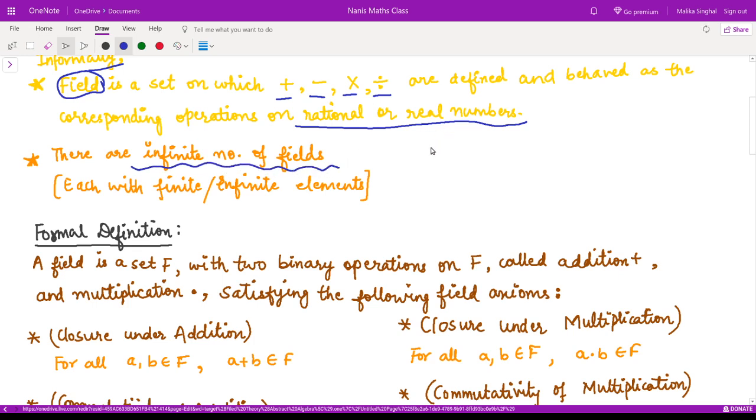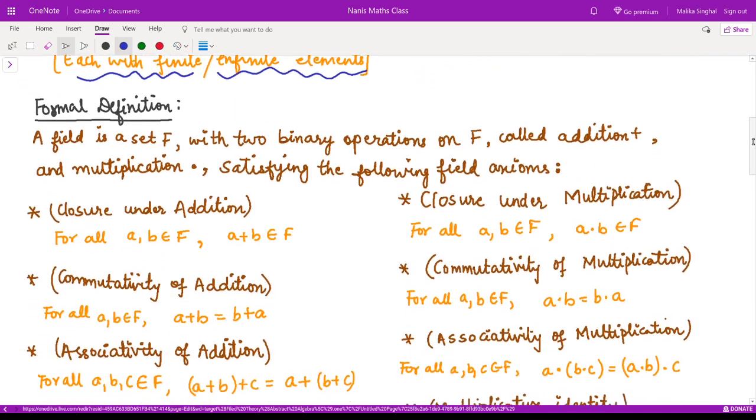For example, we have the field of real numbers, we have the field of complex numbers and so on. These contain infinitely many elements, but there are certain fields which have a finite number of elements also. We'll see those in the next videos.